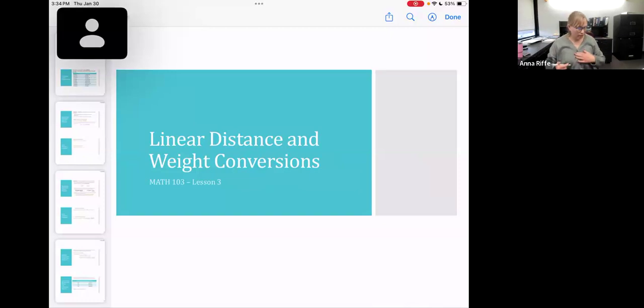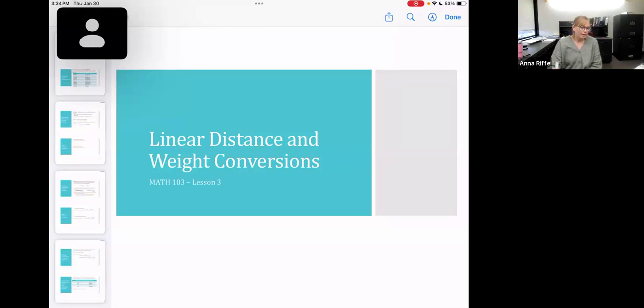Last time we talked about conversions in the metric system. Today we are going to talk about conversions in the customary system. You can also do conversions between systems. We want to be able to begin with linear distance conversions, but also move to weight conversions in that system as well.